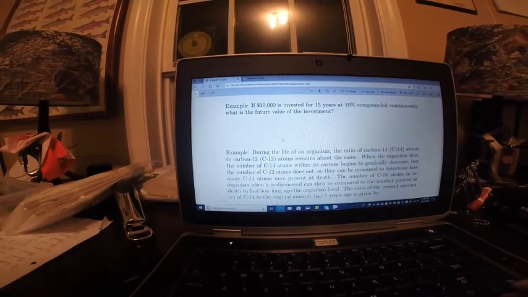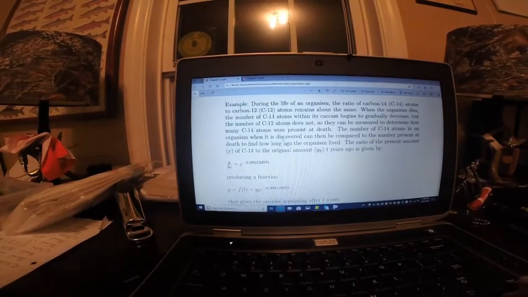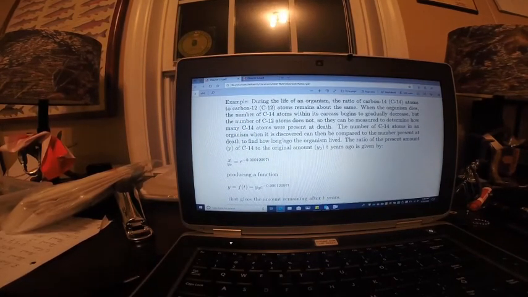Okay, now let's look at the next example. During the life of an organism, the ratio of carbon-14, C14 atoms to carbon-12 atoms remains about the same. When the organism dies, the number of carbon-14 atoms within its carcass begins to gradually decrease, but the number of C12 atoms does not. So they can be measured to determine how many C14 atoms were present at death. The number of C14 atoms in an organism, when it is discovered, can then be compared to the number present at the time of death to find out how long ago the organism lived.